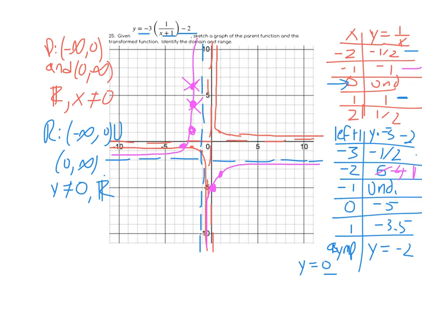The domain and range for the new graph, I'll do it in pink. The domain, now our asymptote is at negative 1. It would be all real numbers except that x cannot equal negative 1. And the range, now we have a horizontal asymptote at negative 2, would be all real numbers except that y cannot equal negative 2. I want to use a variety of different ways to write domain and range in case you preferred one or the other.